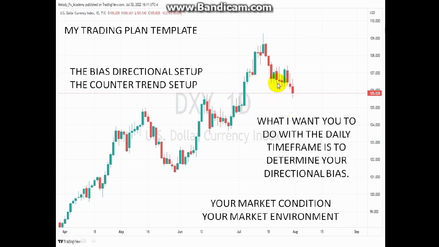Okay, so prior to this would be my bias. That is one way to determine your bias. Remember, we are not trying to pick tops and bottoms. You should avoid picking tops and bottoms. You should avoid making routes for the marketplace.